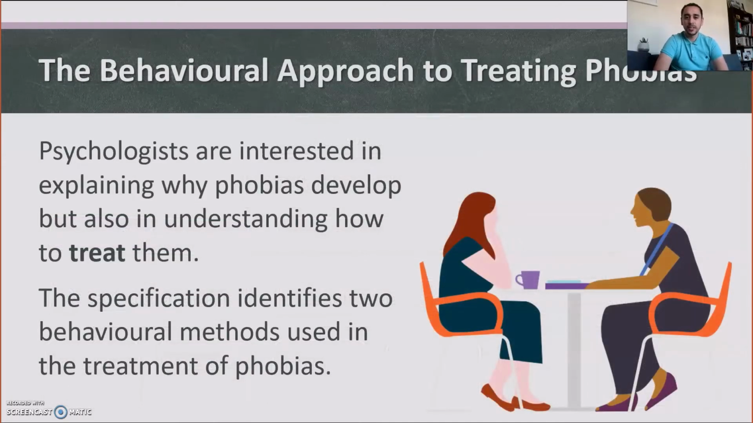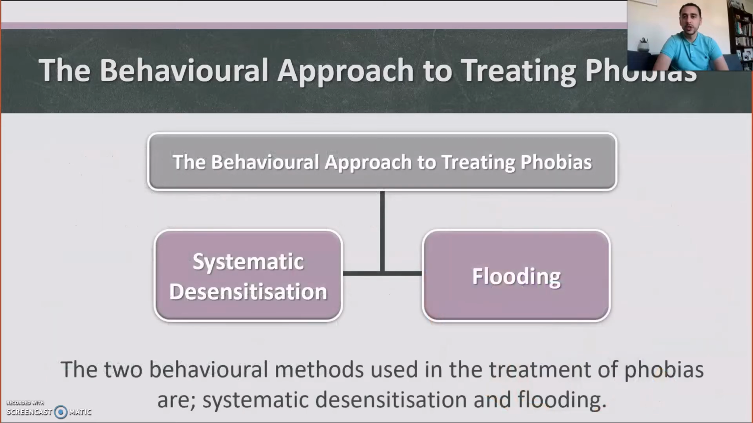Psychologists are interested in explaining why phobias develop, but also in understanding how to treat them. The specification identifies two behavioural methods used in the treatment of phobias. So the two behavioural methods used in the treatment of phobias are systematic desensitization and flooding. Let's start with the first one, systematic desensitization.